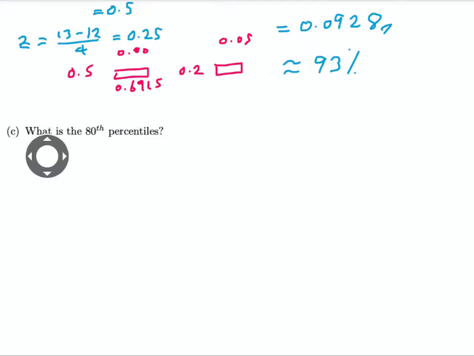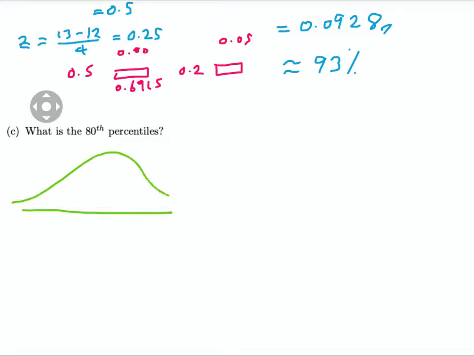Next one, what is the 80th percentile? Okay, now they are asking for the 80th percentile. This is the density curve. So again we know this is 12. So the 80th percentile, what is that? It is the probability, or area under the curve, less than this point. This means 80th means 80%.